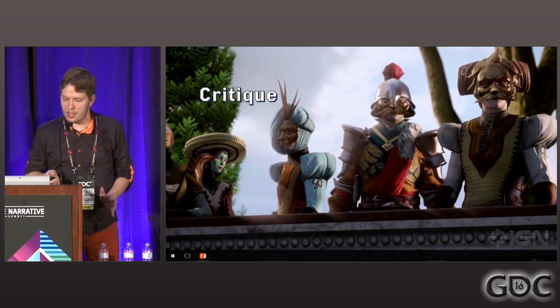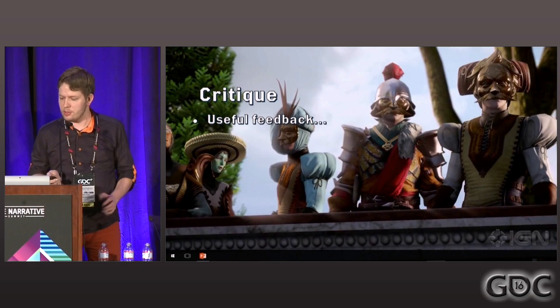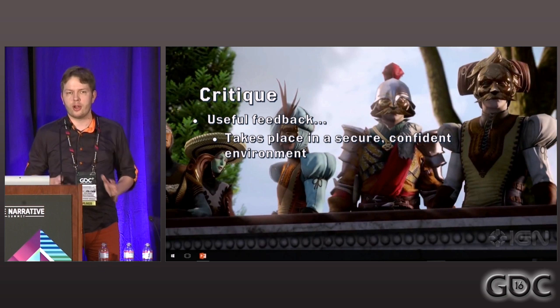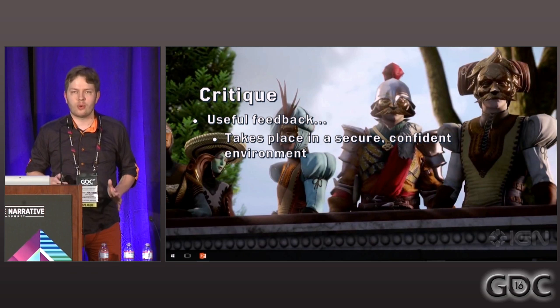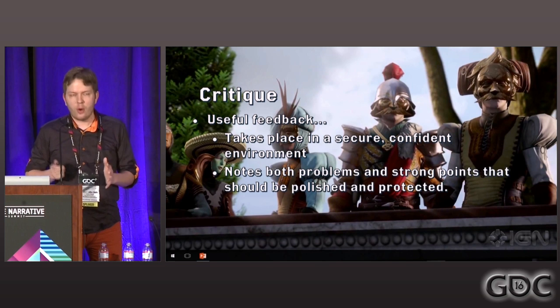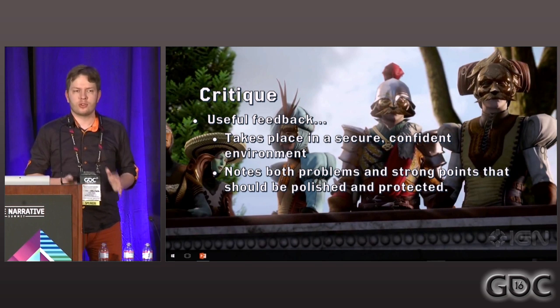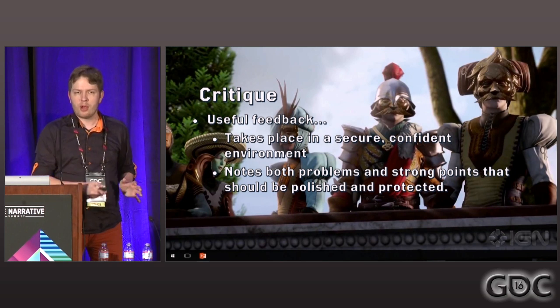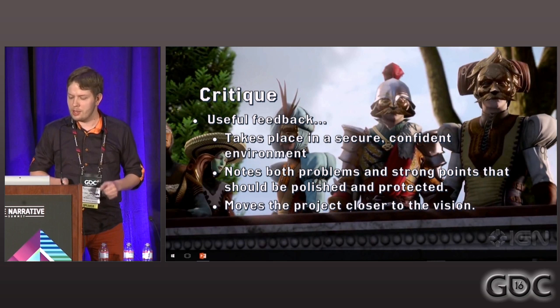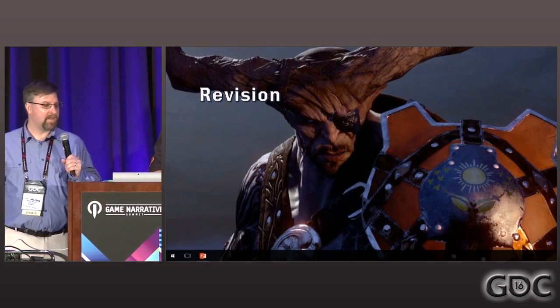And critique is hugely important. It takes useful feedback, and it takes place in a secure, confident environment. As Patrick said, it avoids personal attacks. It gets to the root of why it's not working. It notes both problems and, importantly, it notes strong things that you're already doing. If you have a moment that is really working, you want to build a critique in a way that addresses the problems but also supports the things that are already there. And it moves your project closer to the vision that you've established already.